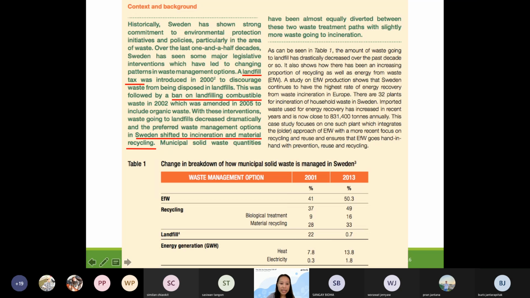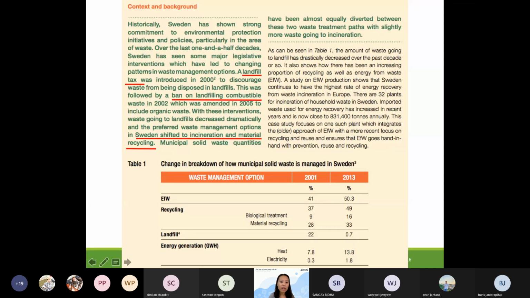You can see the recycling rate over about 10 or 12 years. You can see the recycling process has increased, and the landfill tends to decrease. In Sweden in 2001, about 22% was disposed by landfill. But in 2013, you can see only less than 1% of waste management went to landfill, because of applying the landfill tax concept in this area.